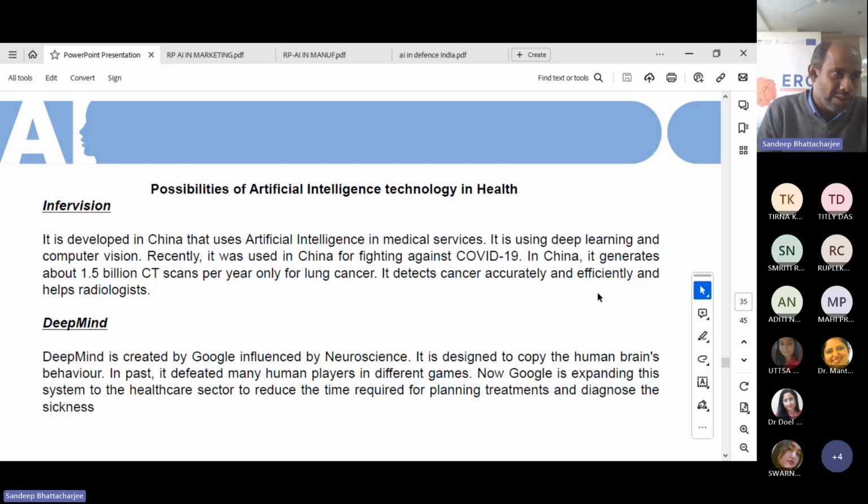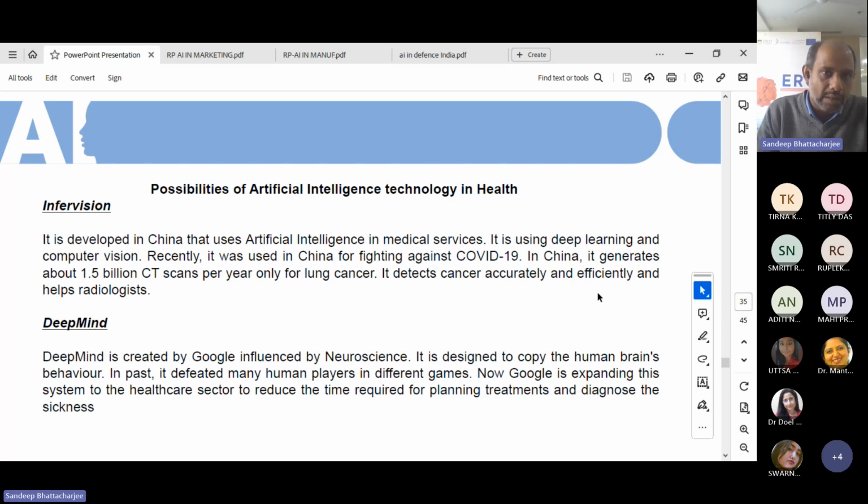And then computer vision is also used, they are measuring health parameters and all this. Recently it was used in China for fighting against COVID-19. In China, it generates around 1.5 billion CT scans per year, only for lung cancer. It detects cancer accurately and efficiently, and it also helps radiologists. Okay, so this is one area where AI is being used at present.